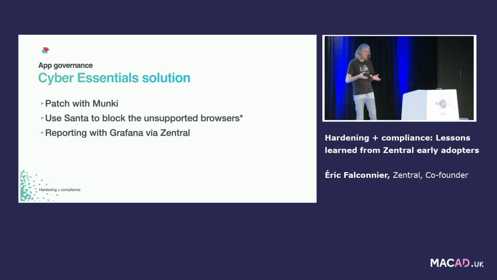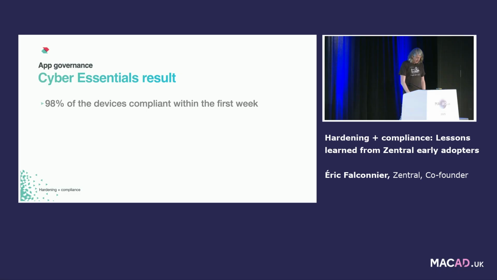And Zentral, one of the key elements is that we collect a lot of events, we generate events, we put them in an event pipeline, and we build metrics based on these events. And we ship a Grafana instance for all the Zentral tenants we deploy. So we were doing the reporting with Grafana. So the results: they were really happy. After the first week, they had like 98% of the devices compliant with their definition of Cyber Essentials.